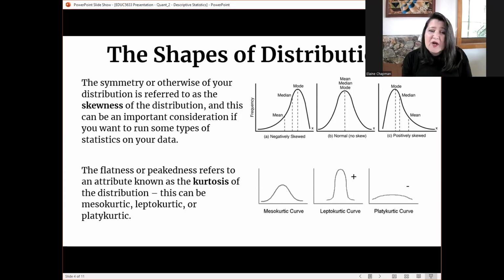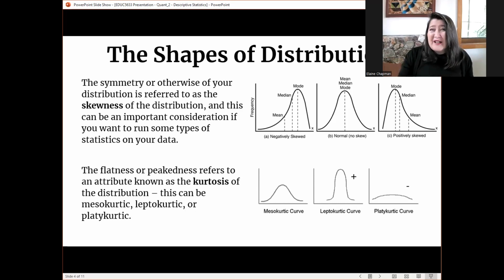Okay, moving on now to the flatness or peakedness of your distribution. This is a characteristic known as the kurtosis of the distribution. I've given 3 examples to the right, once again on your PowerPoint. If you have a mesokurtic curve or distribution, it's a nice normal curve, and therefore you have nothing to worry about. Your distribution is reminiscent of a normally distributed variable: bell-shaped, basically perfectly bell-shaped.